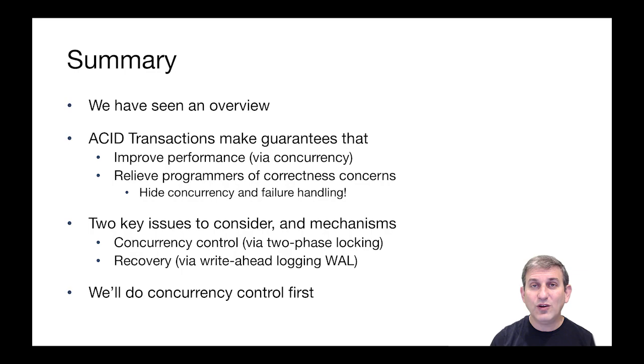So in sum, we've seen an overview so far of transactions. ACID transactions make the guarantee that they'll improve performance via concurrency and relieve programmers of correctness concerns with respect to both concurrency and failure handling. And there are two key issues that we considered, with mechanisms that go along with them. The first issue is concurrency control, and we'll learn about how that's done with two-phase locking. And the second is recovery, and we'll learn about how that's done with write-ahead logging, or WAL. In the next slides, we'll focus on concurrency control, and then we'll move towards recovery.